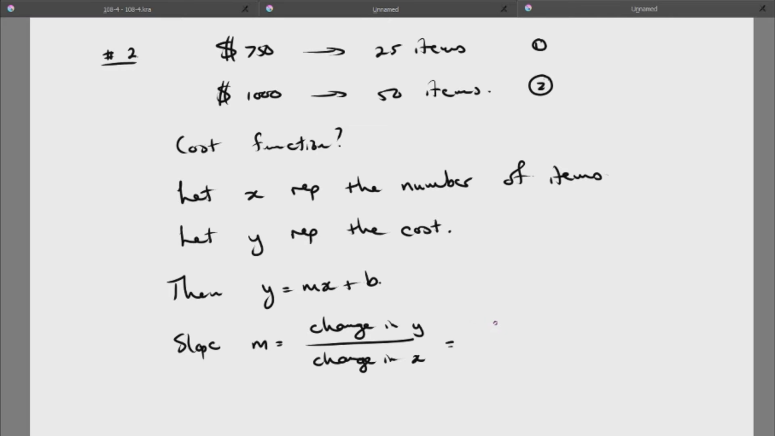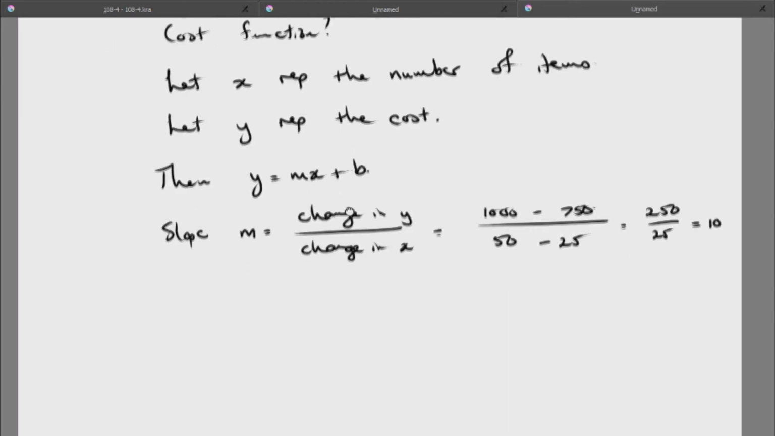Change in y is 1,000 minus 750. Change in x, the number of items, is 50 minus 25. So then I get 250 over 25, a very nice 10. Nice. No need to worry about fractions this time, that feels good. I update my cost function.